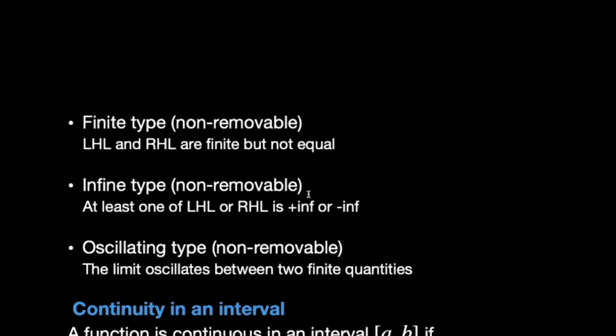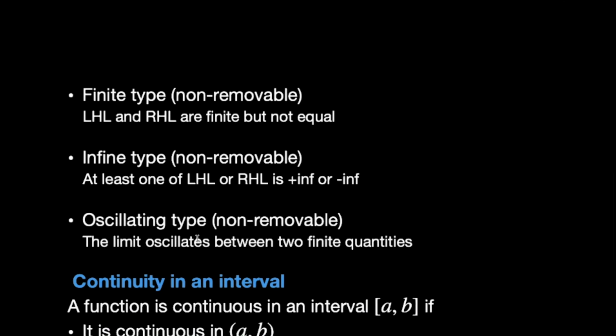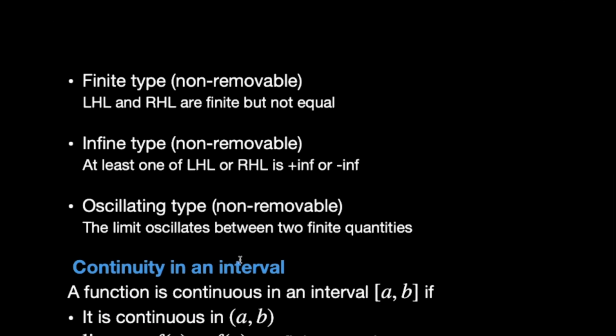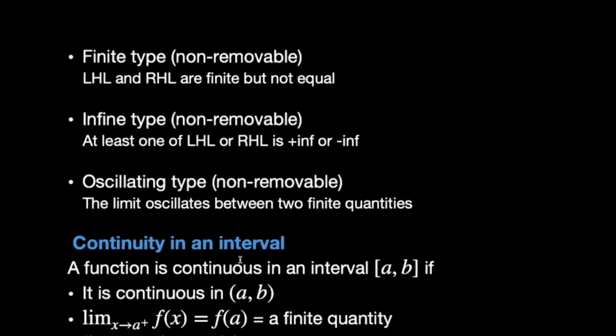An oscillating type, example for this is sine 1 by x. The limit oscillates between two finite quantities. Now we are going to discuss what is continuity in an interval. To talk about continuity of a function in an interval closed bracket a to b, what does this mean? That the interval is inclusive of a and b.